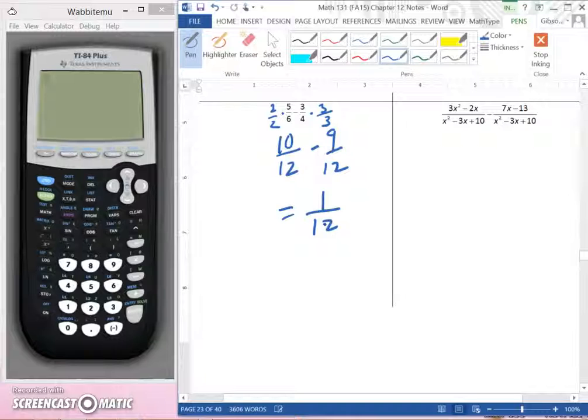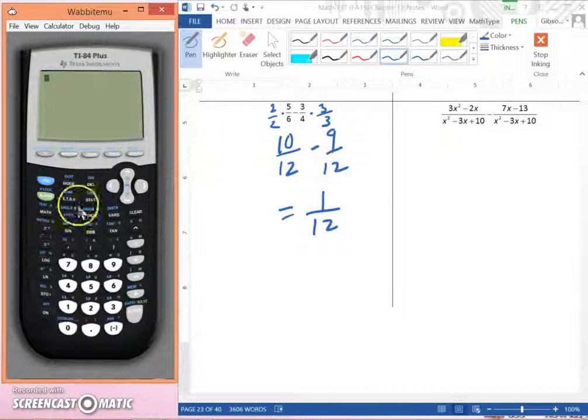Now, let me just say this. You can utilize your calculator to find a common denominator, and I am going to show you how to do that. So on your calculator, you will press Math, and then you will press the right arrow to NUM. And you will scroll down to where it says LCM.